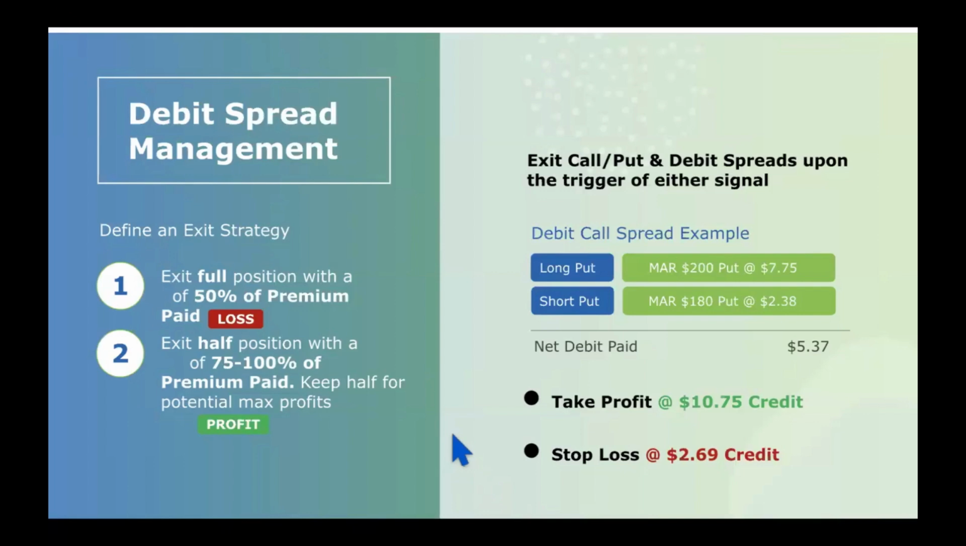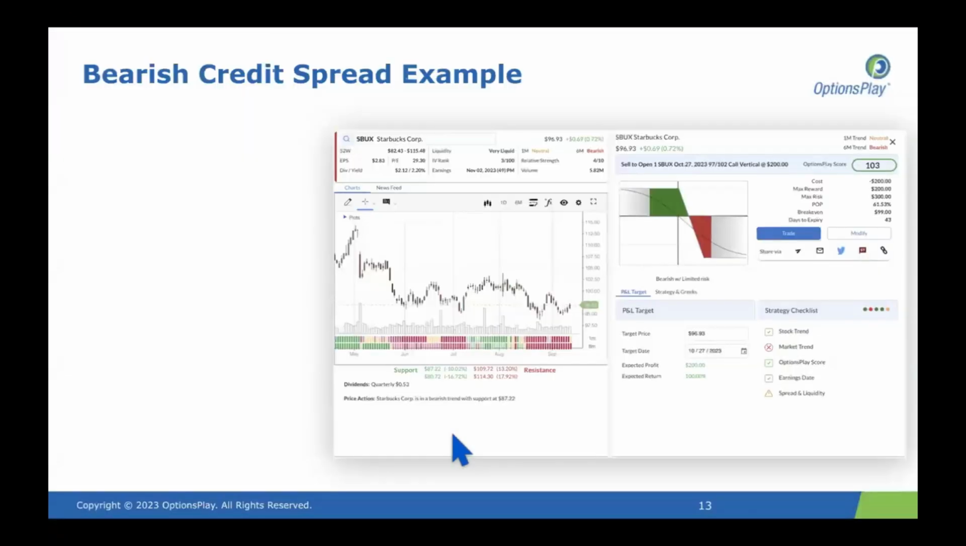Now let's go in and look at the credit spread example that we have. And in this instance, we're going to look at Starbucks, and we're going to do the exact same thing.